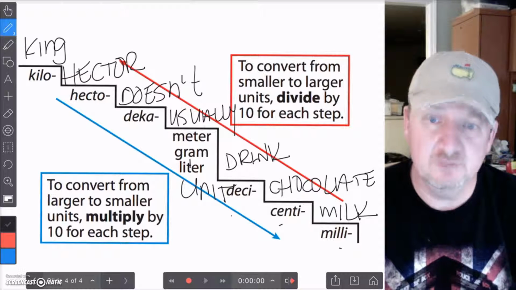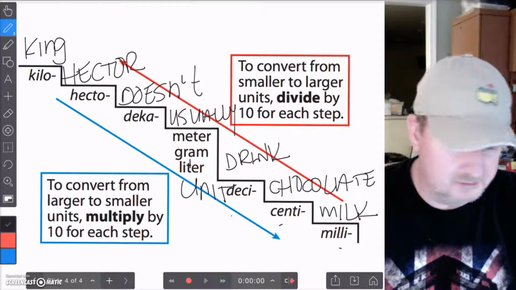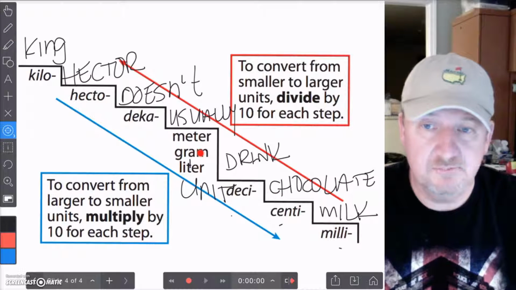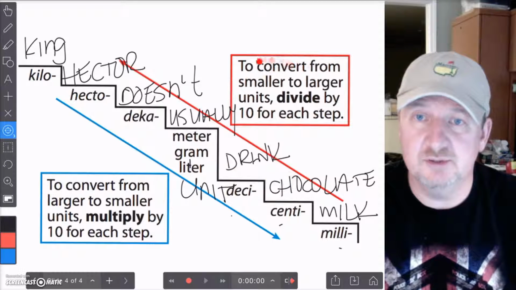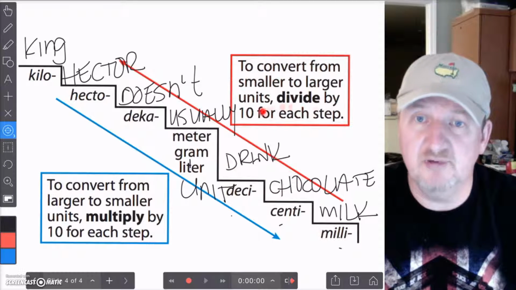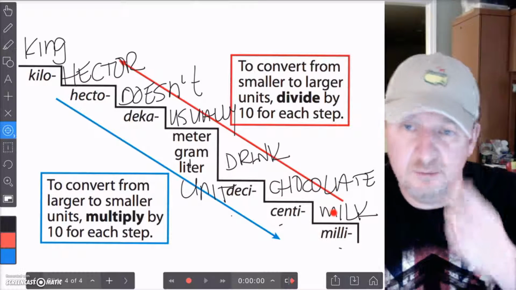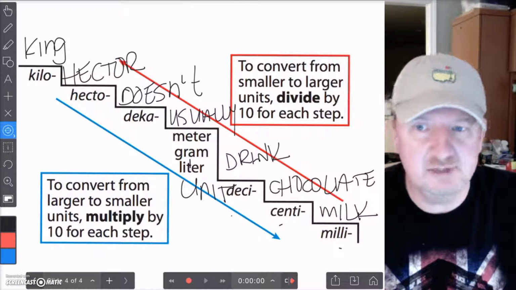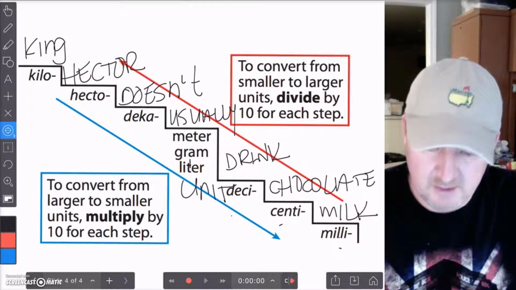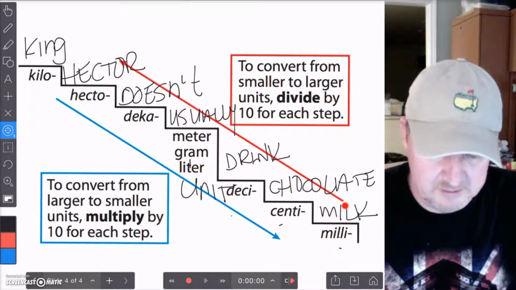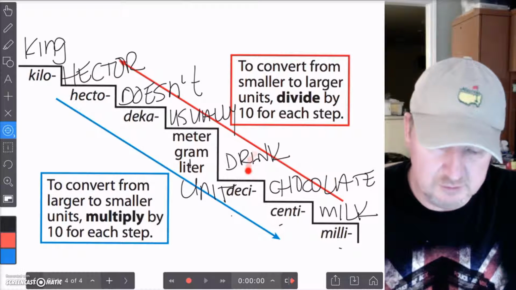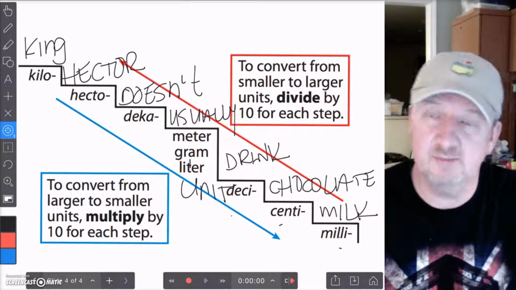And if you're trying to go from like millimeters, let me get my pointer back out here. If you're going from millimeters up to units, okay, this box here tells you to convert from a smaller to a larger unit. You divide by 10 for each step. So basically you're going to move the decimal to the left each time that you're dividing and going up. So if I went from milliliters or anything to units, I would go 1, 2, 3 steps. So I would move my decimal 3 places to the left.